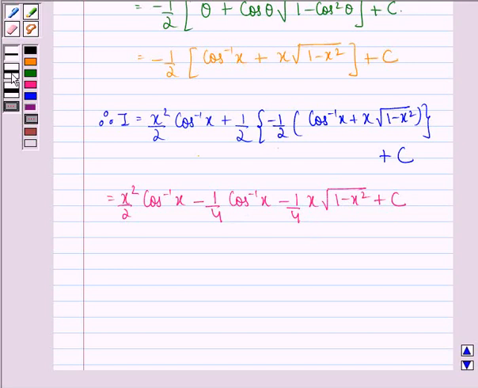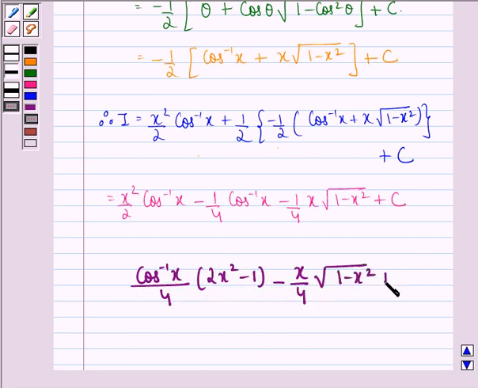So our answer to this question is cos inverse x by 4 into 2x square minus 1 minus x by 4 into square root of 1 minus x square plus c. This we get by taking cos inverse x by 4 common from these two terms. So we get 2x square minus 1 in the bracket. This remains as it is.